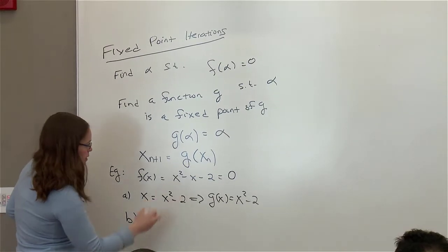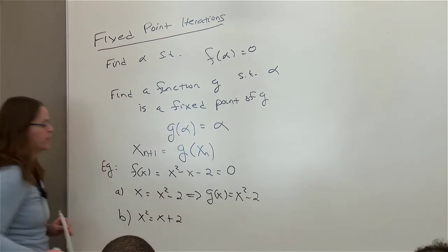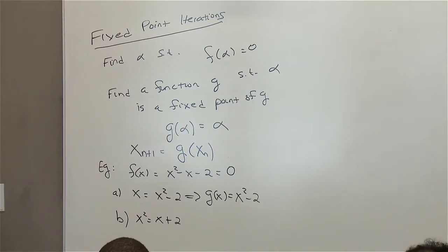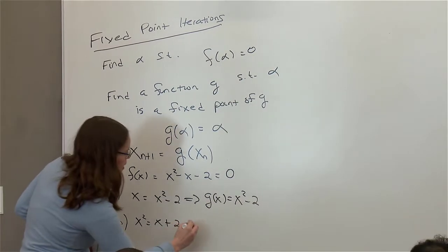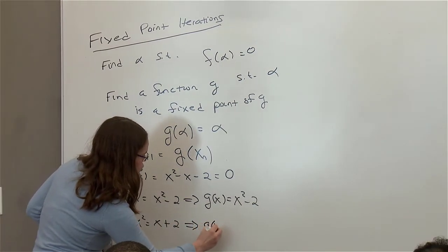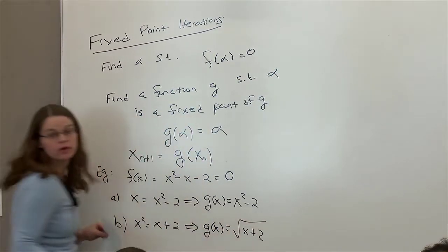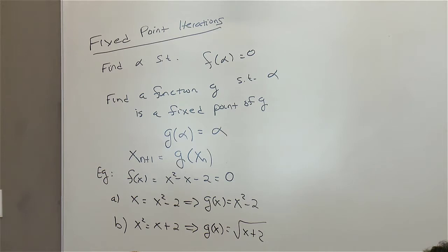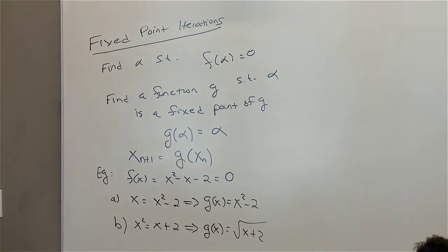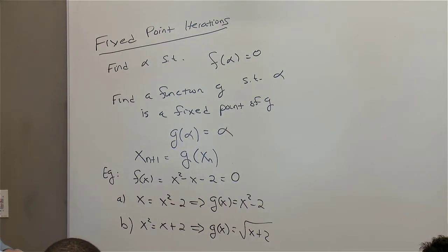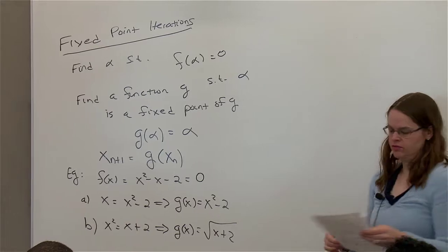We could do other things. We could say, let's put the x squared on one side of the equation, and then maybe we decide to take a square root, and we decide to take g of x equals root of x plus 2. Or we could have tried g of x equals minus the square root. That would have given us another fixed point method that might not converge to the same root. Or we could do more sophisticated things.